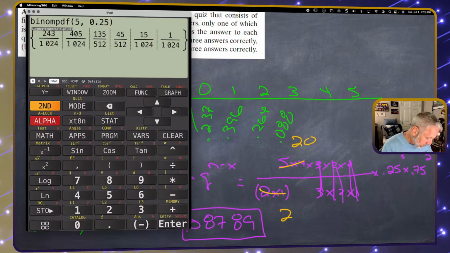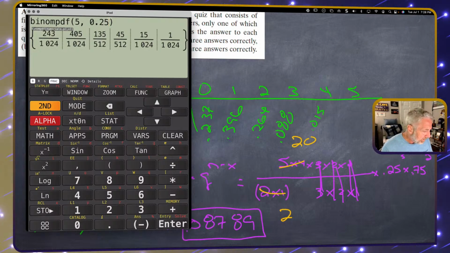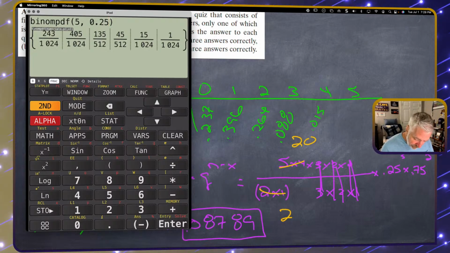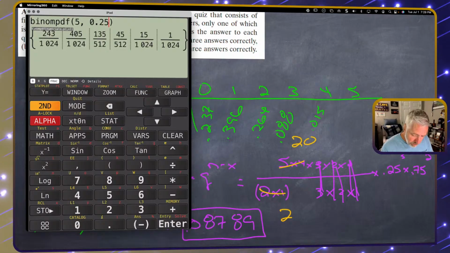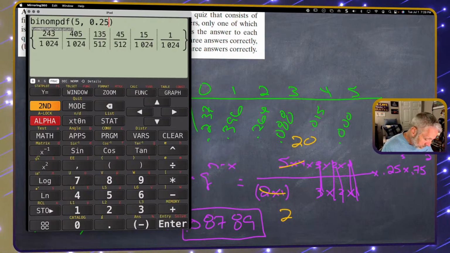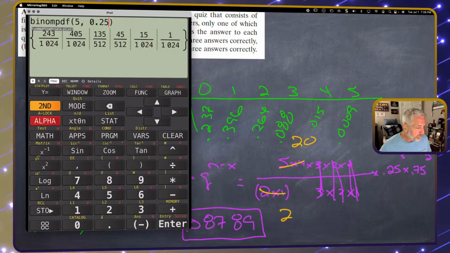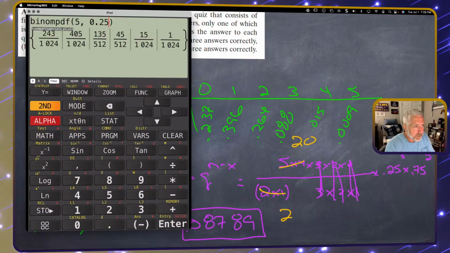0.015. So 0.015 at 4. And then at 5 is 1 divided by 1024, which is 0.0009. Good enough. There we go. Okay. We have just built the table using our calculator.